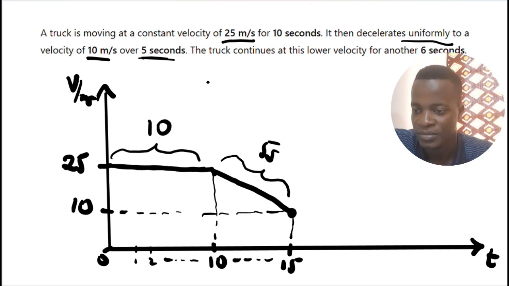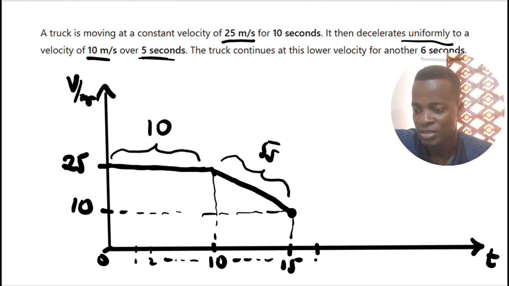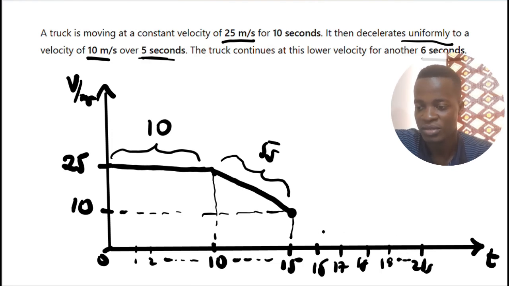So we are here. Now, the truck continues at this lower velocity for another 6 seconds. So we continue at this lower, which is 10. We now continue for 6 seconds. So 6 seconds here is going to be 6 plus 15, which is 21. So here is 16, 17, 18, 19, until we get to 21 seconds. So I'm just putting dashes in between because of space. If not, you are supposed to label it all in full, right?